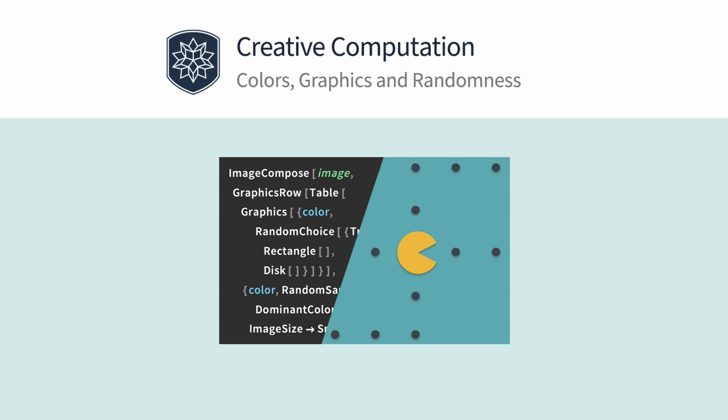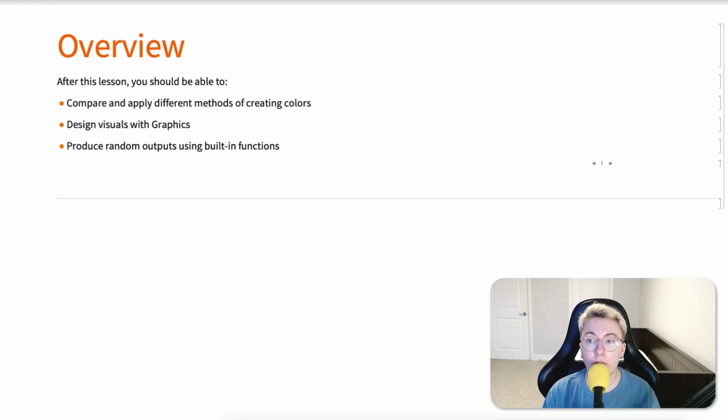In this chapter, we're going to start getting into the functions we'll need for working with visual outputs like graphics and images. We'll learn how to create and use colors within Wolfram Language and using the graphics framework to design visuals. We'll also look at built-in functions that help us create randomness in our outputs.